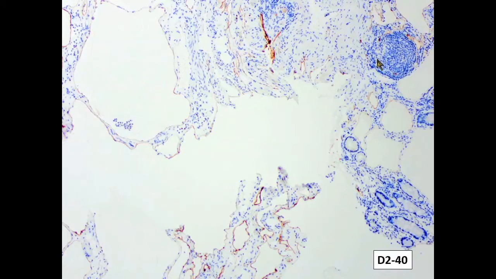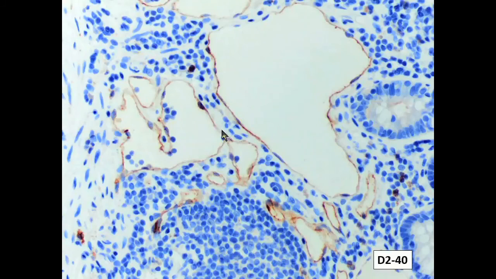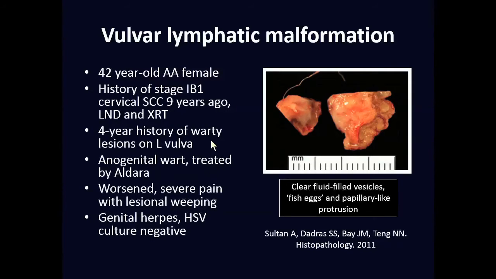We took the same section and stained it with D2-40, or podoplanin, and you can see that it's highlighting some of the capillary-sized lymphatic spaces more strongly than the more dilated ones. Here's a closer view of that. Notice that it's both luminal and abluminal expression, and of course lymphocytes that are very clean, not expressing. So we made the diagnosis of duodenal lymphangioma.